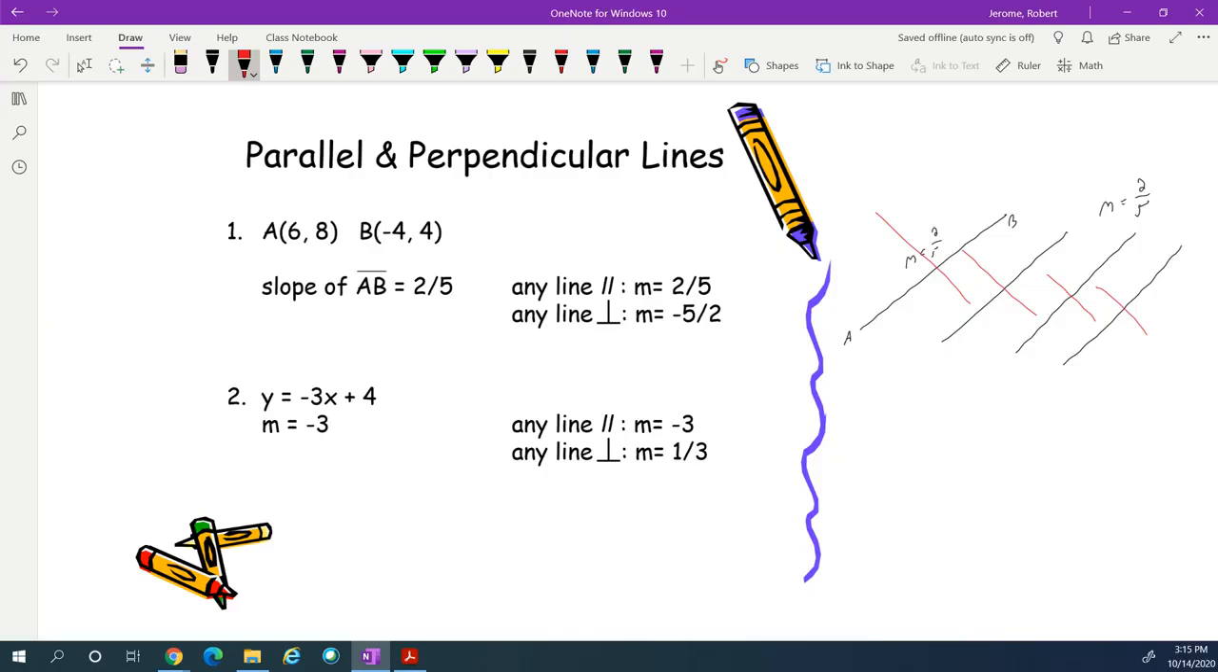Same thing in number 2. The slope of the given line is -3. So any line parallel will also have a -3 slope. But any line perpendicular will have a slope of +1/3. If one is going downhill, the other one has to be going uphill to be perpendicular.